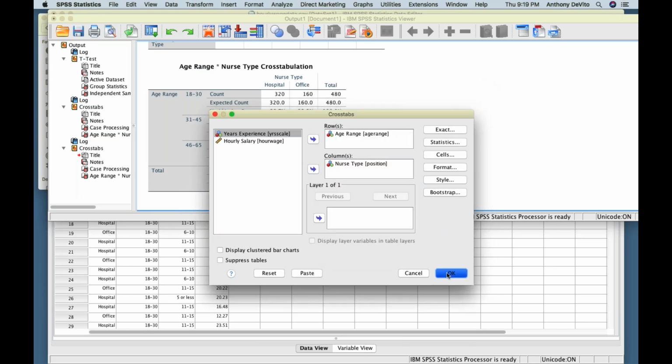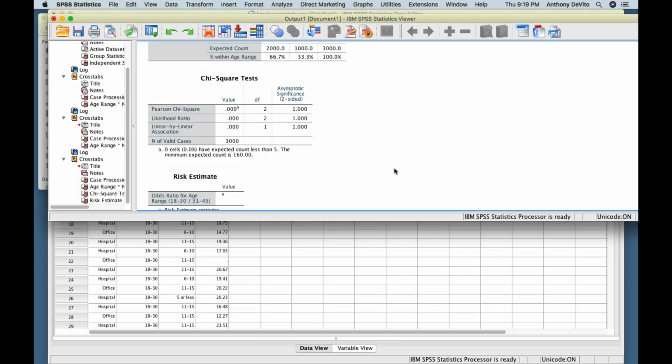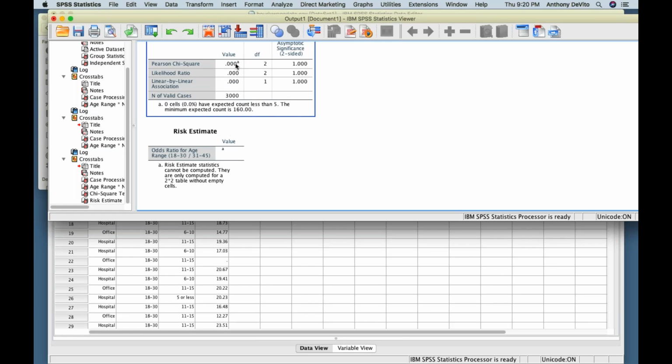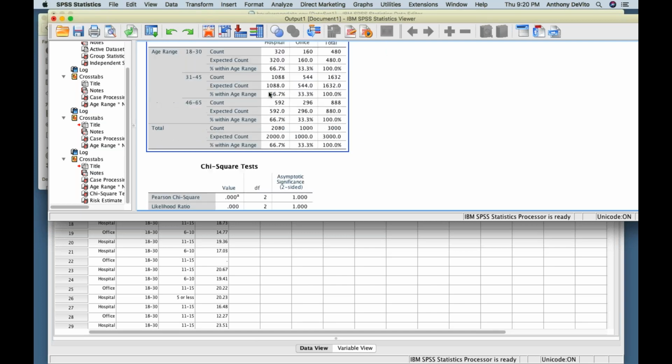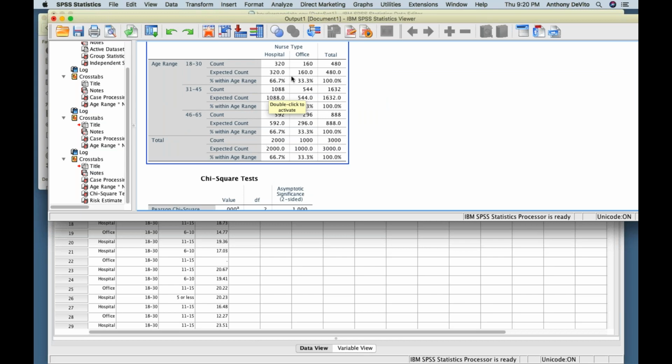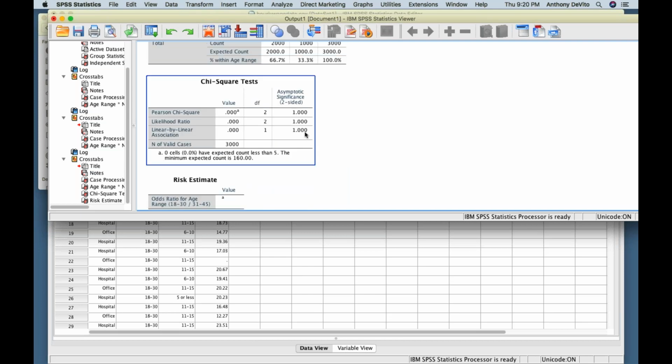I'm going to say okay. And our chi-square, I don't think it's going to make it, right? In fact, our chi-square is equal to 0. And our significance, our p-value, is well over 0.05. So there is no association. In fact, in this bizarre data, it doesn't matter what age range you're in, you're working in a hospital versus an office at exactly the same rate, no matter what.